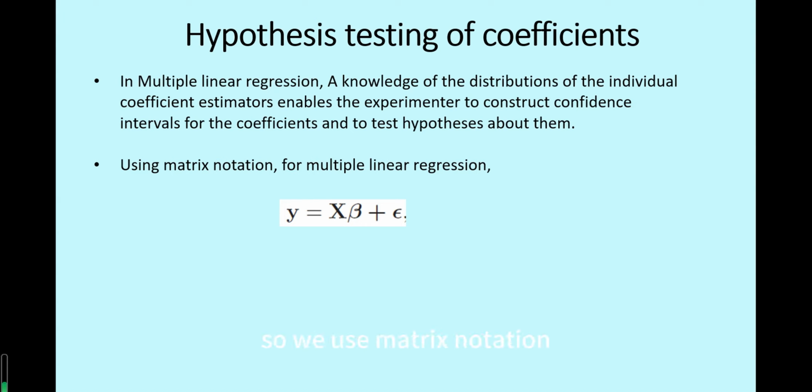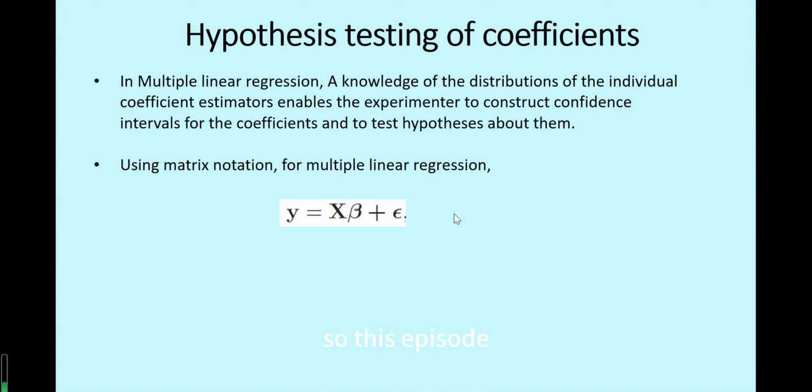We use matrix notation for the multiple linear regression model. These are the matrix types. Y is an n times 1 matrix, actually a column matrix. X is a matrix with n observations and k variables. Beta is a column matrix with k variables, and epsilon is the error matrix.